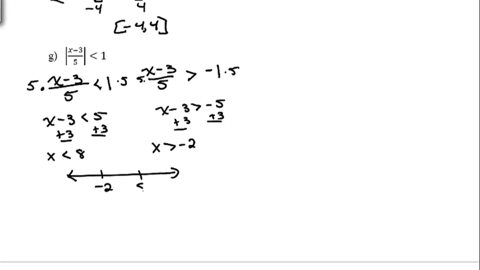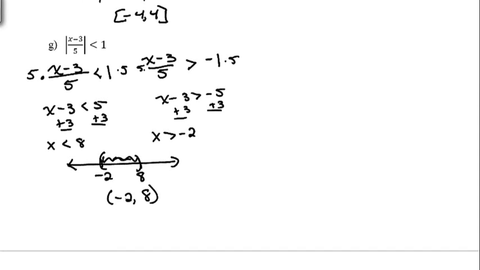So put negative 2 and 8 on your number line. The first one says x is less than 8. The second one says x is greater than negative 2. Round brackets because there's no equal signs. And it's the interval from negative 2 to 8. So any number inside this interval will give you a true statement in the original.